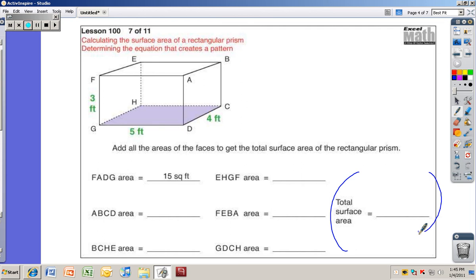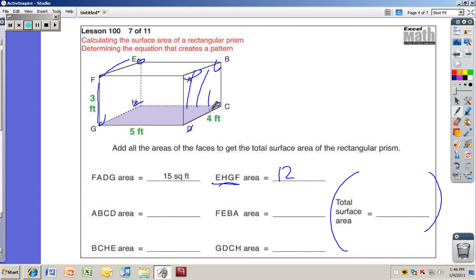Pause the video and then list the answer and then turn the video back on. All right, so here we go. Let's see if we can remember these answers. EHGF. You remember what that one was? 12 square feet.